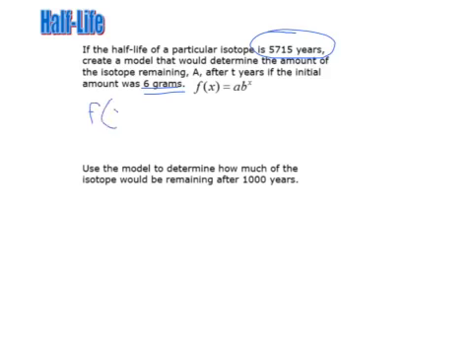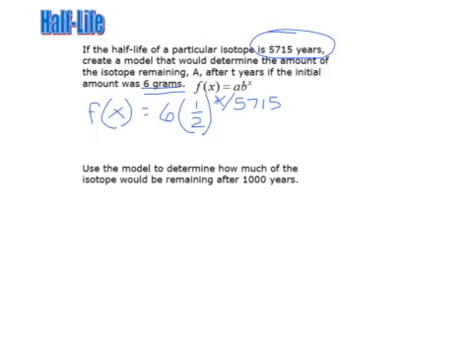F of x equals the initial value, 6. I'm taking it times 1/2 every 5,700 years. Well, if I put in x here, that means every 1 year it would cut in half. I want to slow down, so I either need to subtract or divide. So I'm going to find that by dividing by 5,715 in the exponent, it slows it down to where every 5,715 years the exponent goes up by 1. So there's my model. I'm going to use it to determine how much will be remaining after 1,000 years.